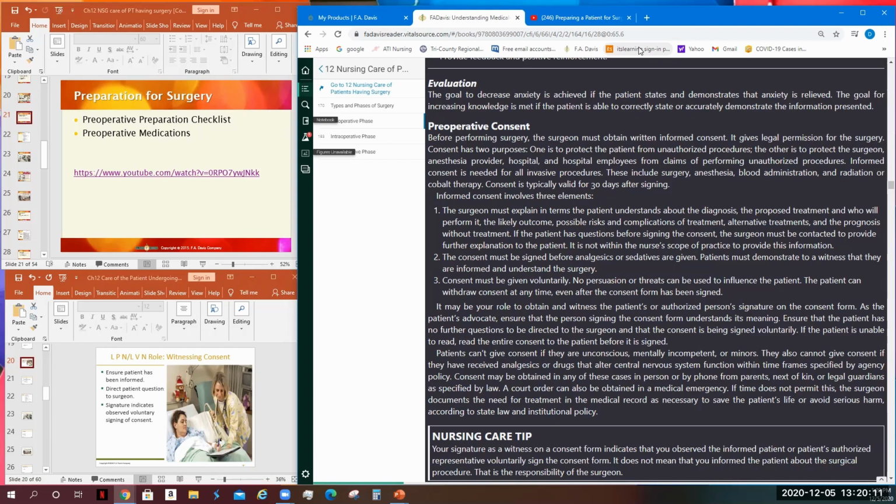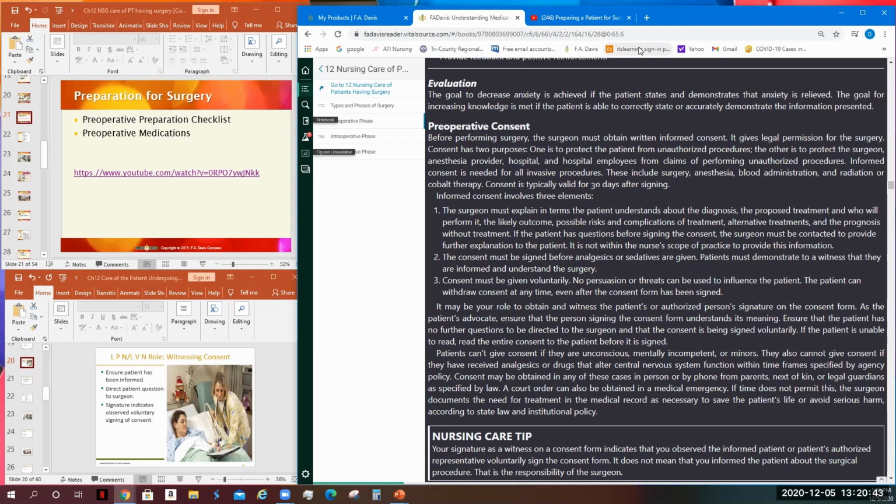The consent must be signed before analgesics or sedatives are given. Patients must demonstrate to a witness that they are informed and understand the surgery. Consent must be given voluntarily. No persuasion or threats can be used to influence the patient. The patient can withdraw consent at any time, even after the consent form has been signed.